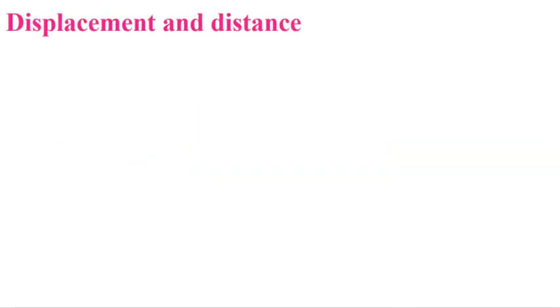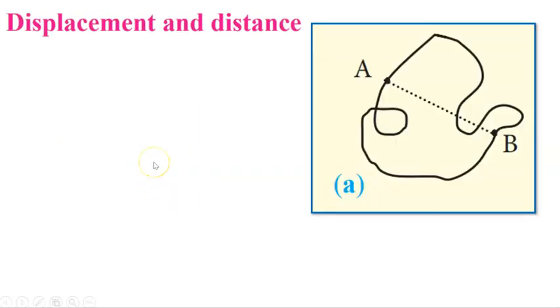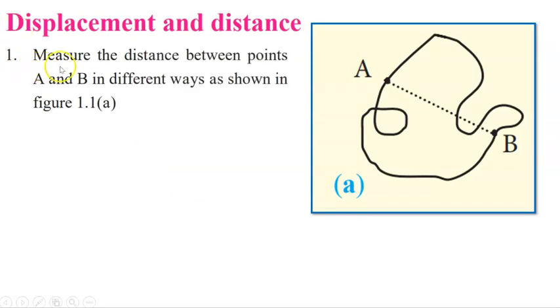Let's try this. Okay, now see this figure. First, measure the distance between points A and B in different ways as shown in figure 1.1a. Okay, now measure the distance between A and B in different ways. See this here, from A you can measure like this. Next you can measure it also like this, there are a number of ways. Or you can measure straight directly from A to B, shown in dotted line.